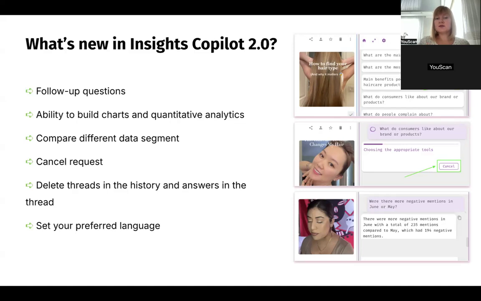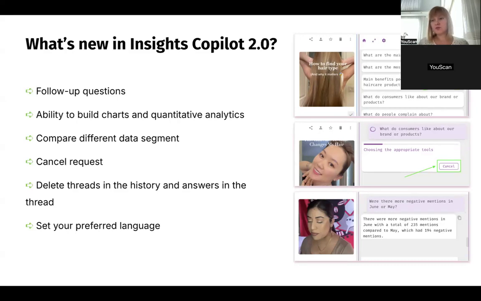You can ask the Insights Copilot where there are more negative mentions in June or July, and you will receive the prompt answer from Insights Copilot. One more feature that we added in this release is the ability to cancel the questions.